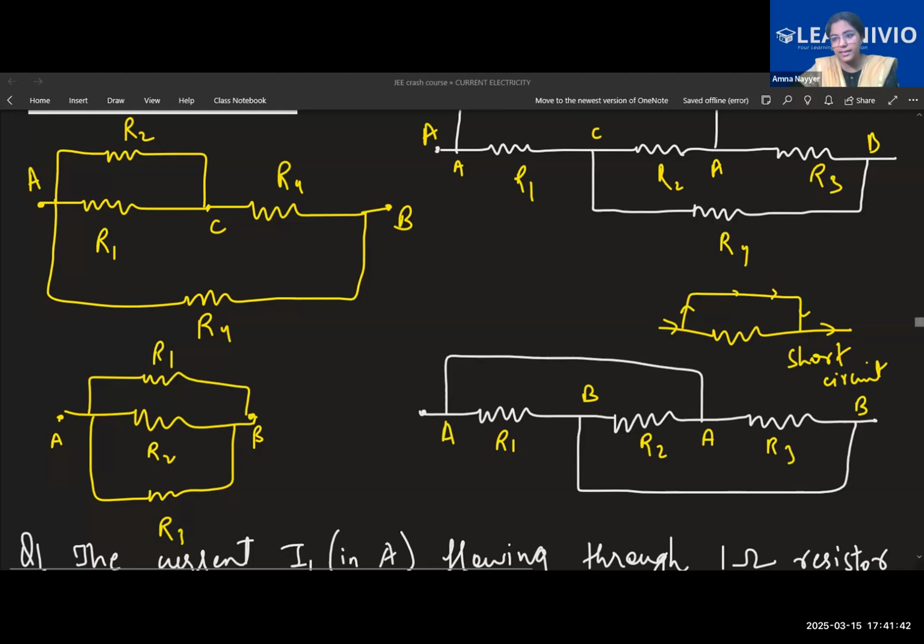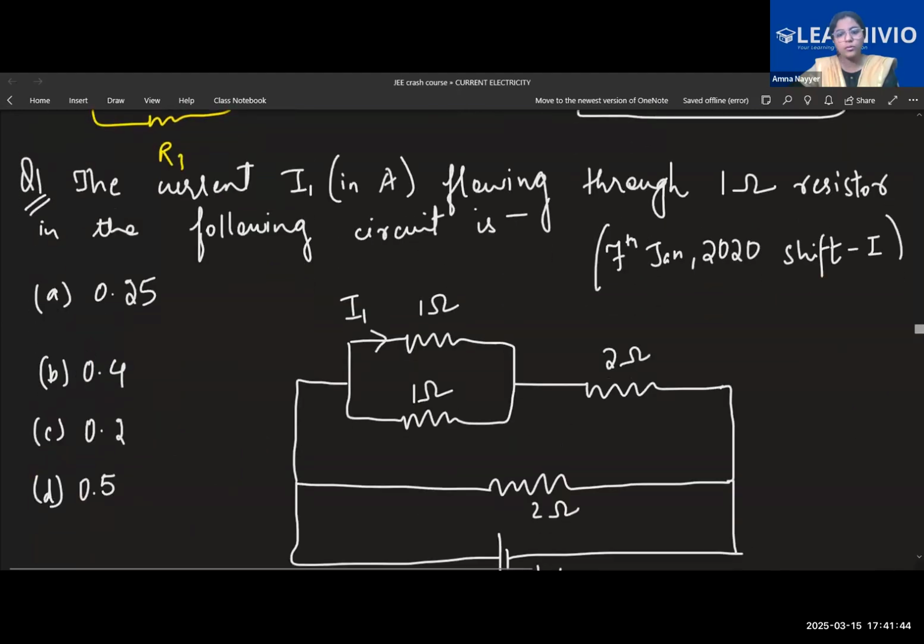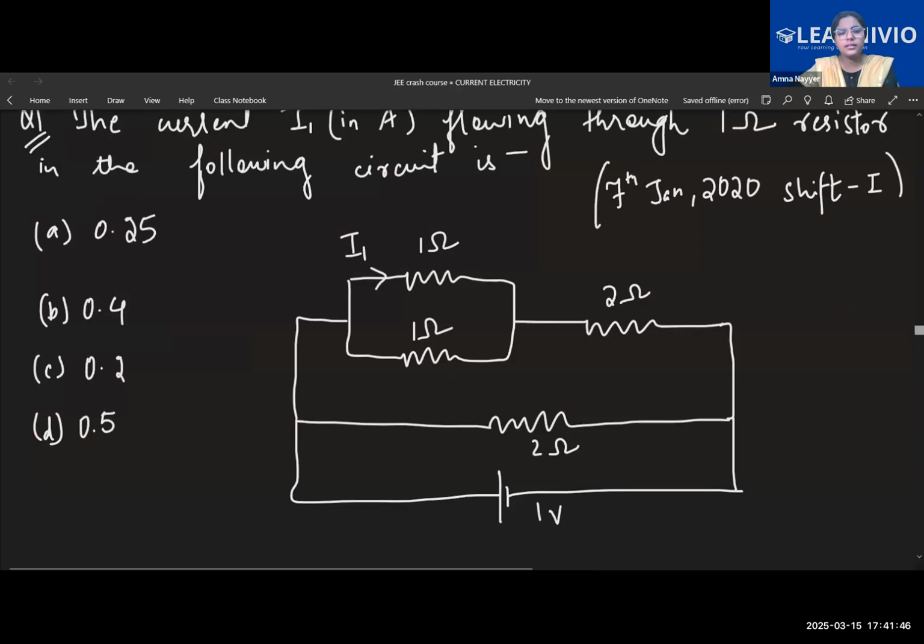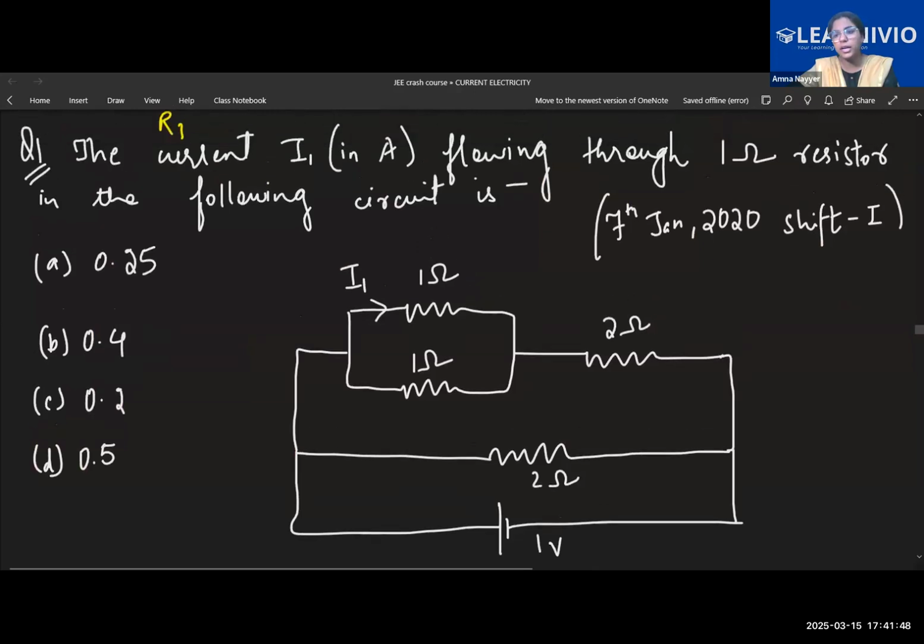Okay. Let's move on to the previous year questions that have come. So these are the recent questions only. 7th Jan 2020 shift 1. So see, find the current I1 in amperes flowing through the 1 ohm resistor in the following circuit. Means these are 1 ohm resistors. The figure is directly given. I1 we have to calculate.